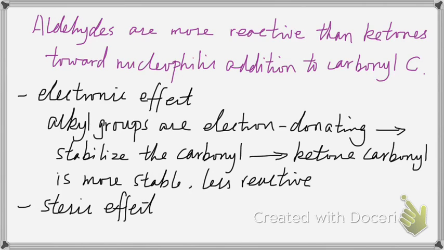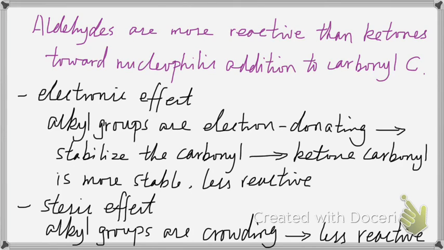The second reason is the steric effect. Alkyl groups are bigger than hydrogens, so they are crowding, which will make the attack on the carbonyl carbon less efficient. They will shield or cover the carbonyl carbon, right? So both the electronic effect and the steric effect favor the nucleophilic attack on the aldehyde carbonyl. Electronic reason is the dominant reason here.